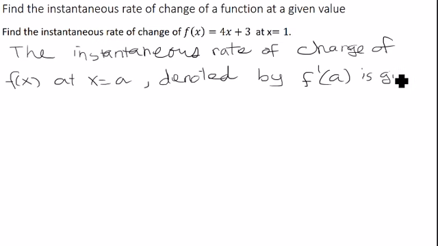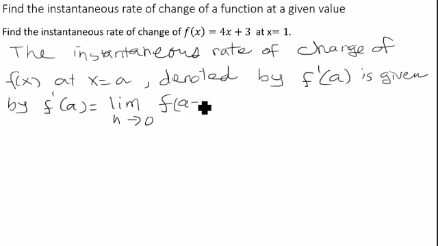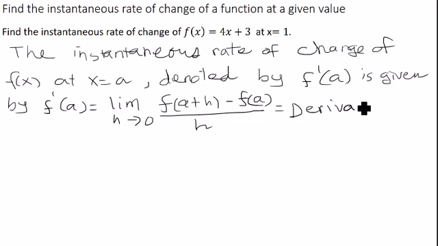f prime of a equals the limit as h goes to 0 of f of a plus h minus f of a over h, and this is called the derivative of f at a. So that's another name for the quantity here. What it does is it gives you the instantaneous rate of change at x equals a.